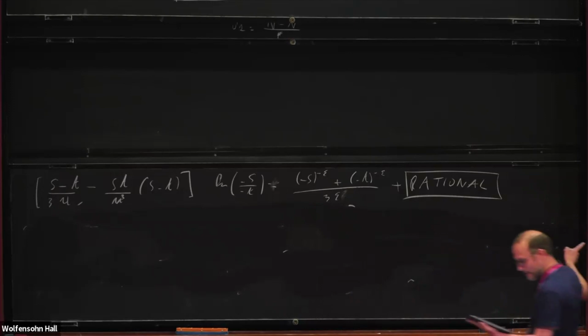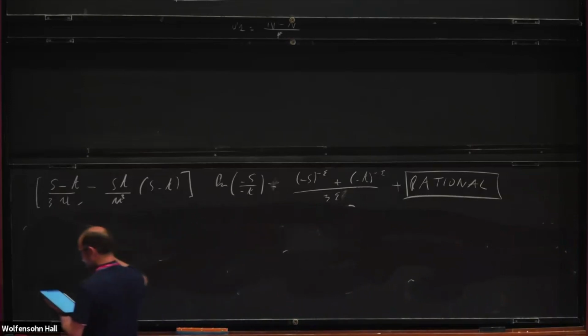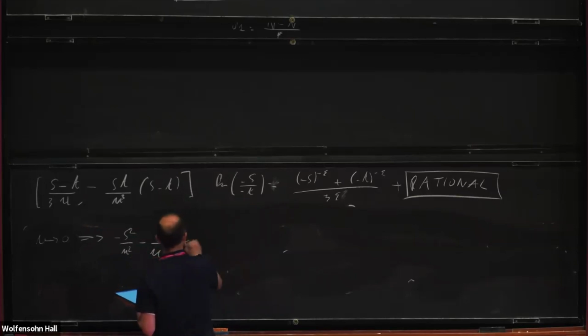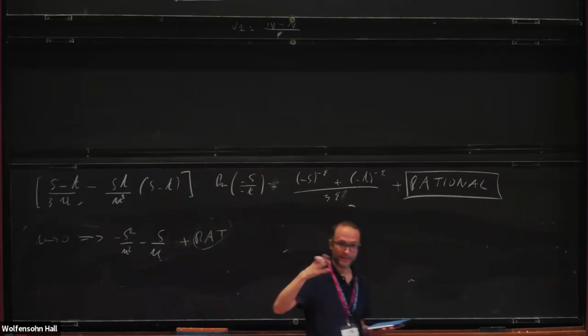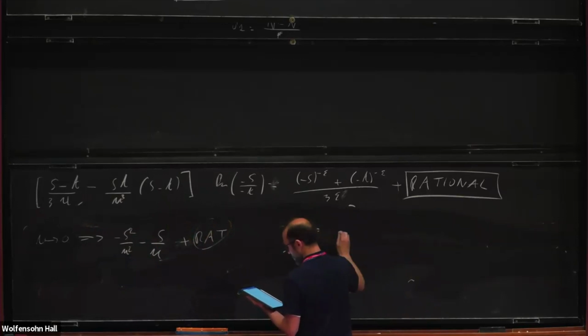So if you expand everything, if you expand this at small u, you get that this is minus s squared over u squared minus s over u, plus the expansion of this rational. And in order for this to cancel the pole and have all the proper symmetries, you can easily convince yourself that the only form you can have which is consistent with everything is this.